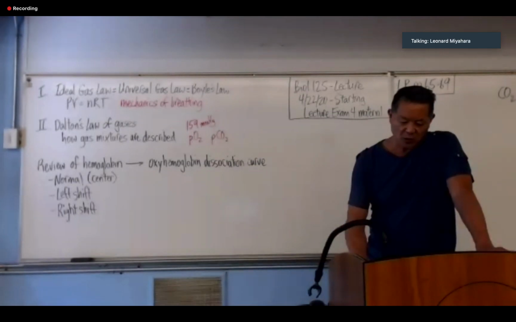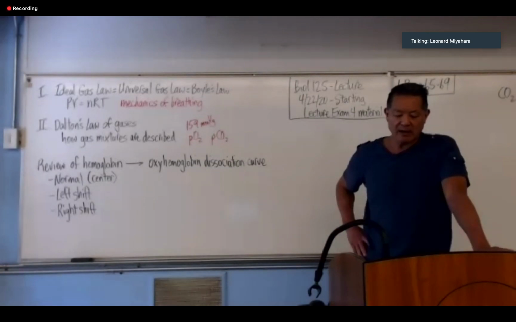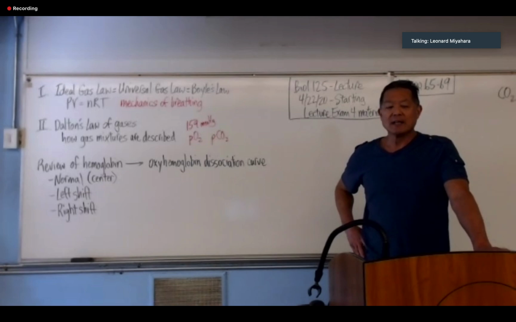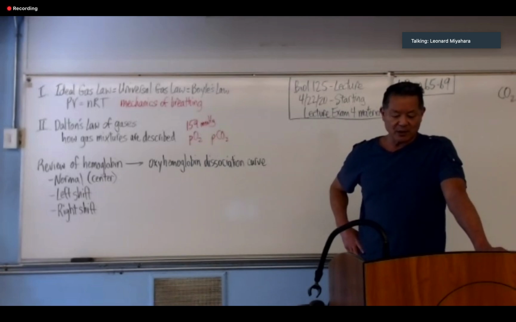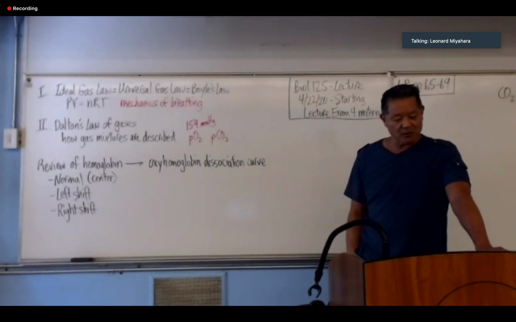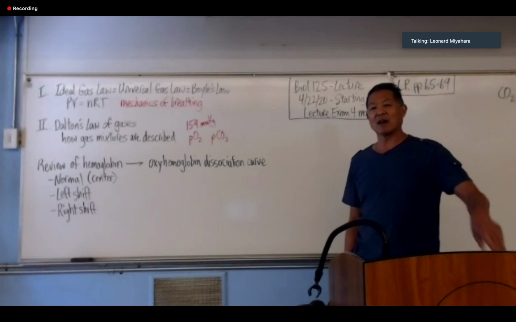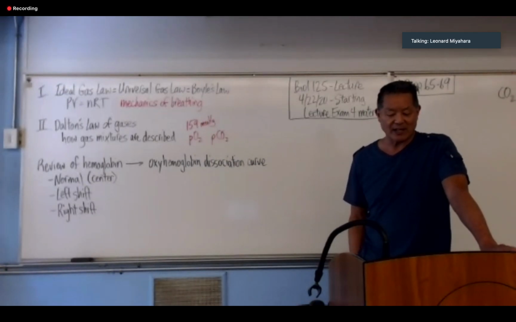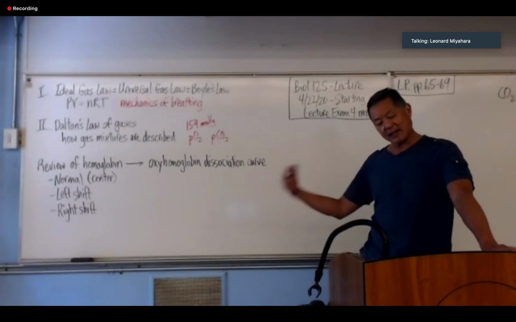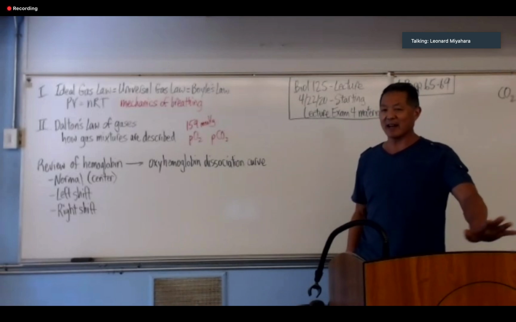Now, if you look at this graph on the bottom right of slide 41, you will see there are three curves. And this is generally how we look at the oxyhemoglobin dissociation curve, which the center line in the middle is the normal. Then you have a line to the left of that center line, and that's called the left shift. And then you have a line to the right of that center line, and that's called the right shift. Does everybody see that in that graph?